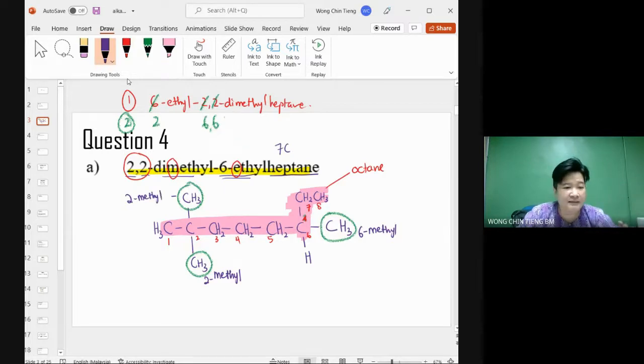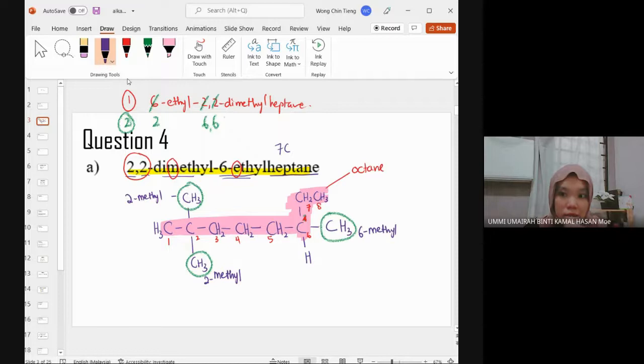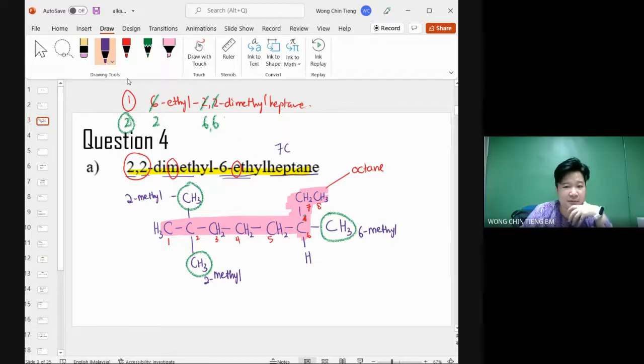Alright. And guys, 3 benda yang sama. What prefixes do we use? Try. And how do we arrange the number? Increasing order, ascending order. Okay. So 2, 2, 6 trimethyl octane. This is the correct name. Setuju?